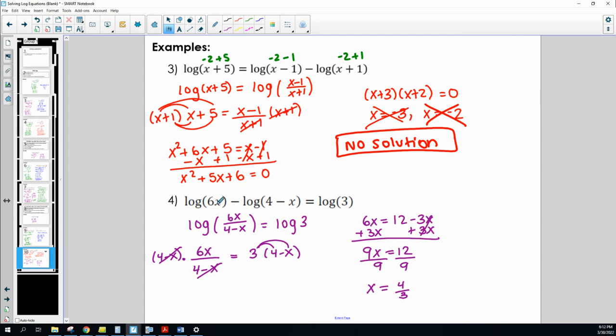If I check that, 4 over 3 is a positive here, 4 over 3 is a positive here, and there's nothing to plug it into in the last one. So our answer would just be 4 over 3.